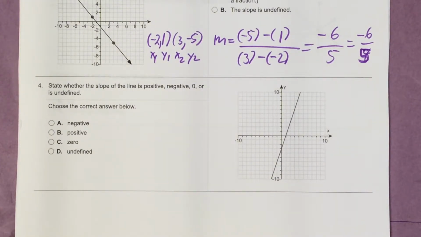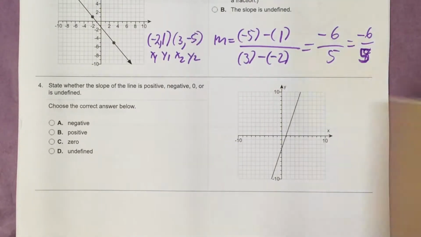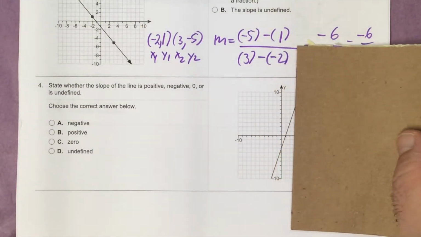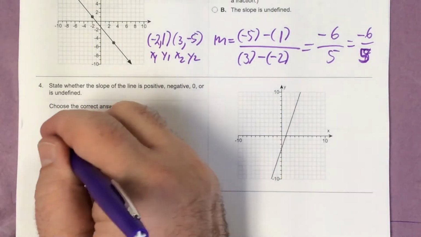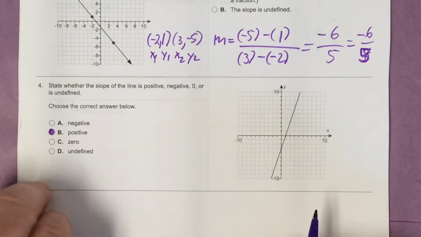It says state whether the slope is positive, negative, 0, or undefined. So as you read this, we're going left to right now. The line appears to be going up. So we can say that's going to be a positive slope.